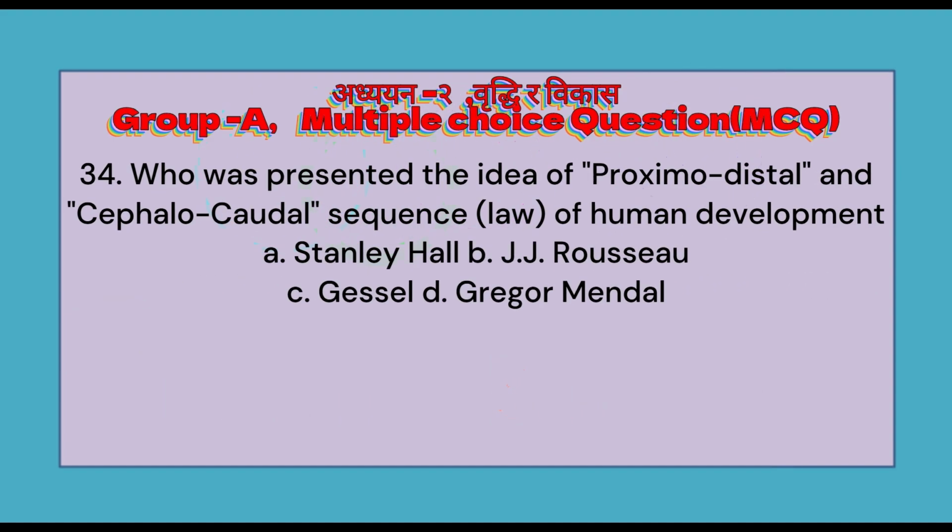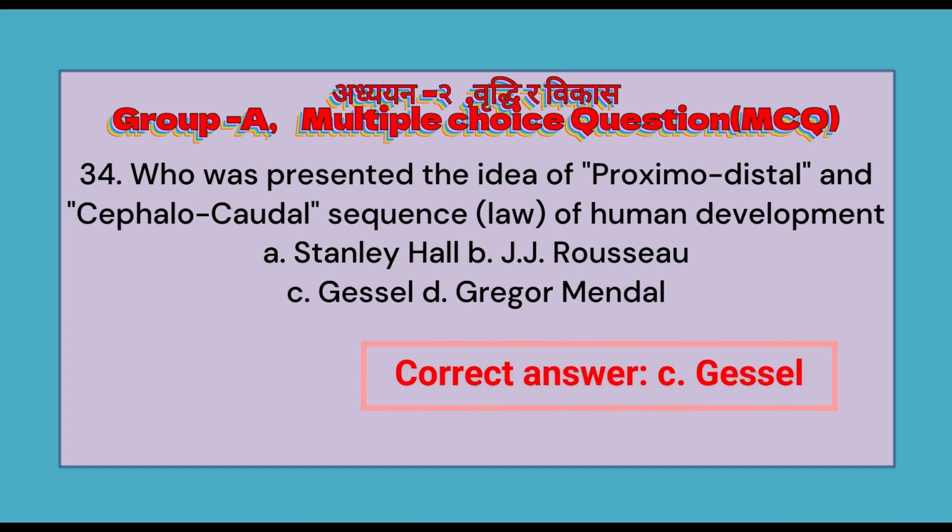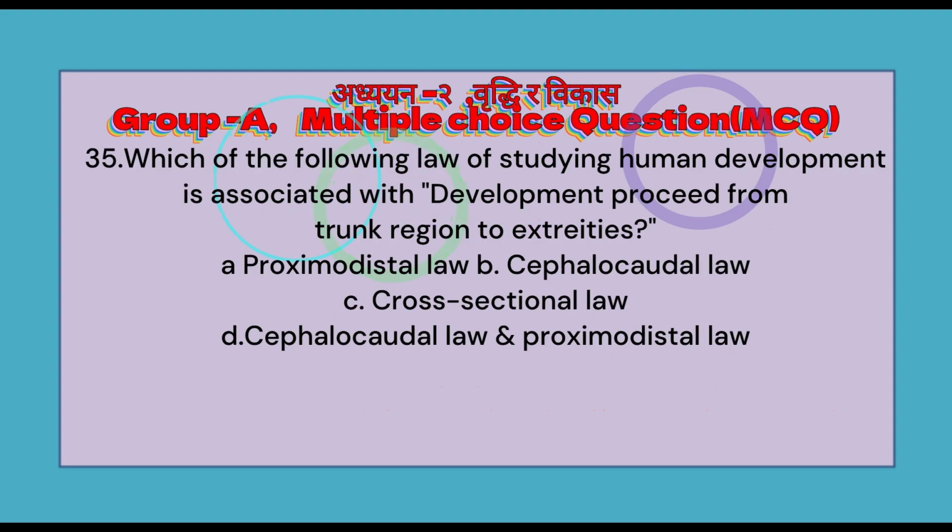34. Who presented the idea of proximodistal and cephalocaudal sequence law of human development? A. Stanley Hall. B. J.J. Rousseau. C. Jessel. D. Gregor Mendel. Correct answer: C. Jessel.